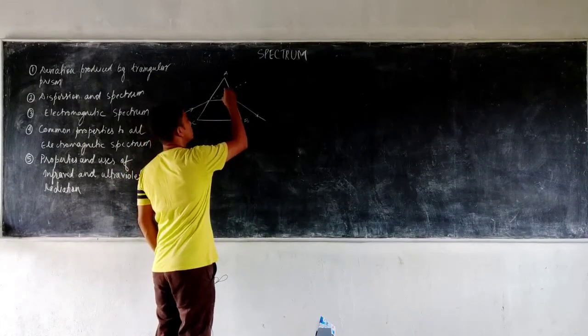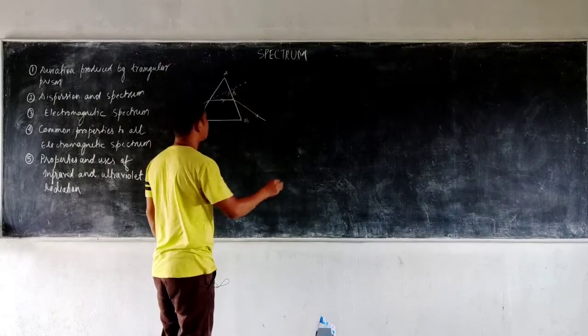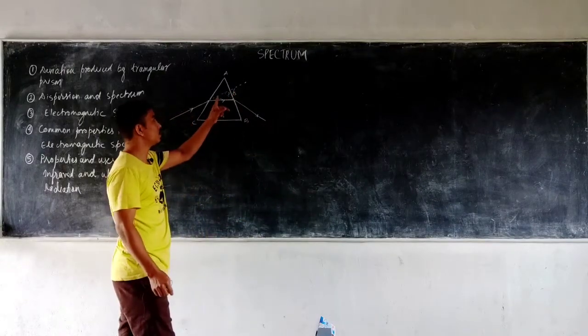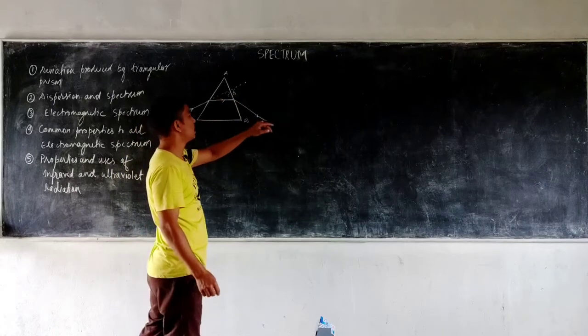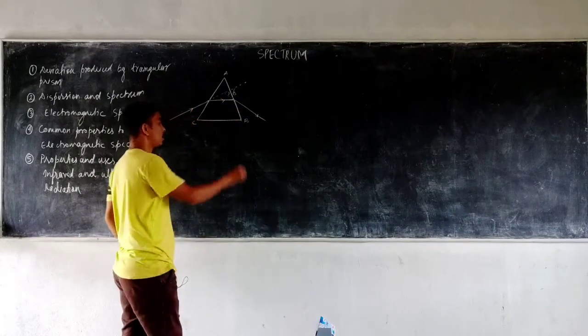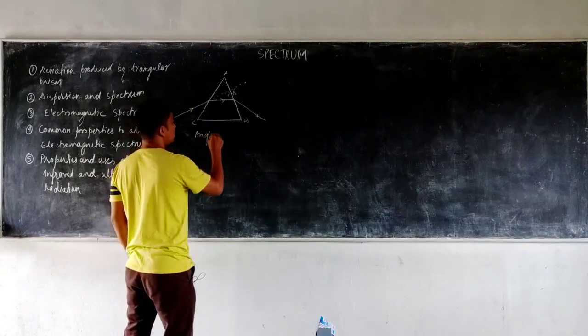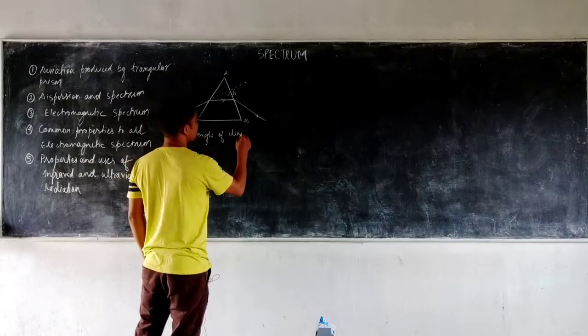That is known as the angle of deviation, delta. So, what is the angle of deviation? The angle of deviation is the angle between the incident ray produced forward and the emergent ray produced backward. That is known as the angle of deviation.